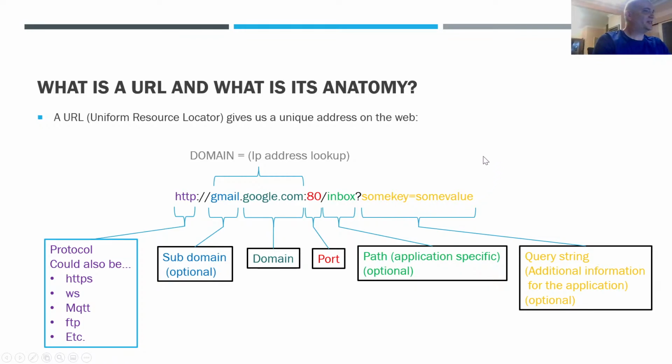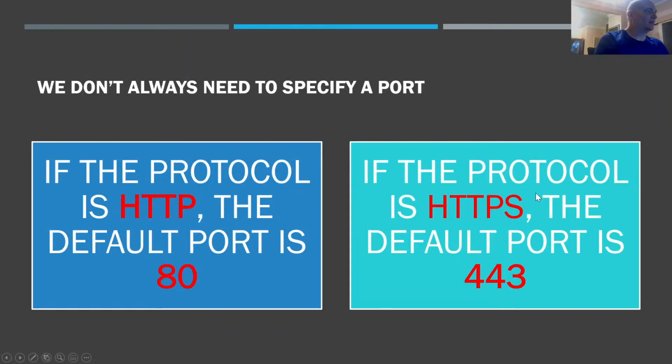We use URLs pretty much in our daily lives, but if we have a look at that, we can see what this thing is actually made up of. We don't always need to specify a port. If the protocol is HTTP, the default is port 80. And if the protocol is HTTPS, the default port is 443.